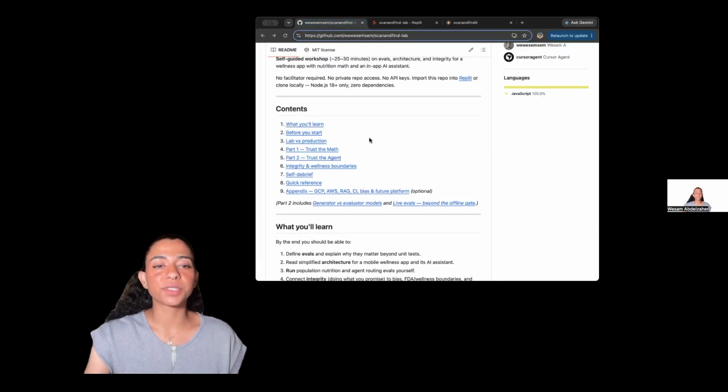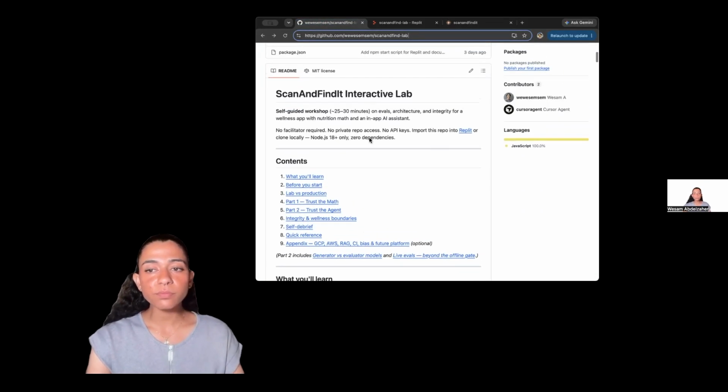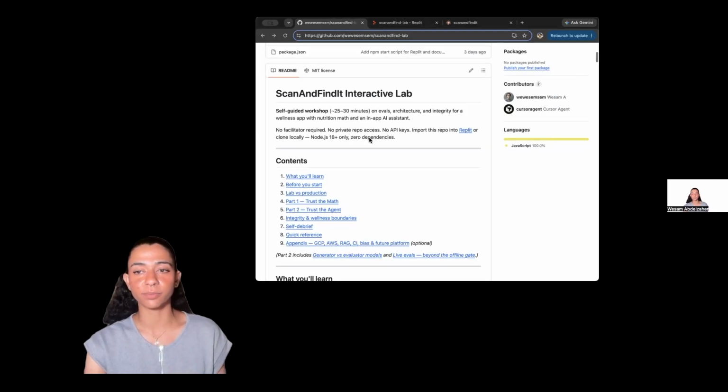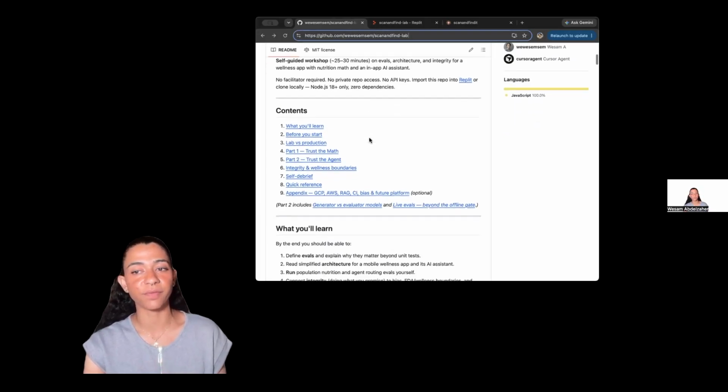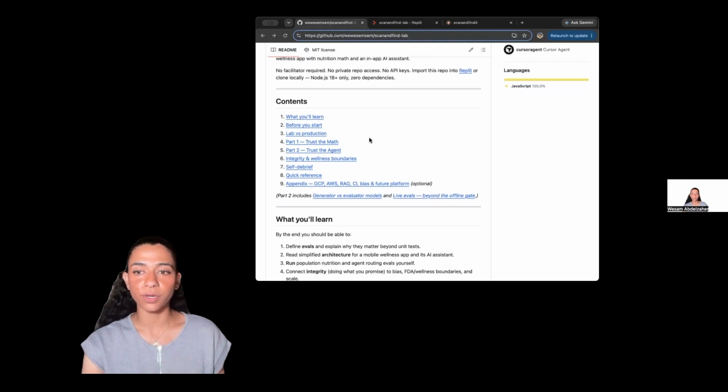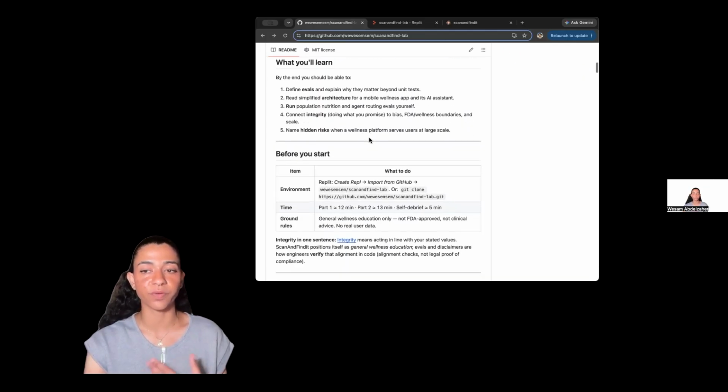Some ground rules for this lab. We use synthetic data only. This is general wellness education, not clinical advice, and the product is not FDA approved. What you're about to see is how we verify that promise in code through automated checks called evals. These are alignment checks, not legal proof of compliance.